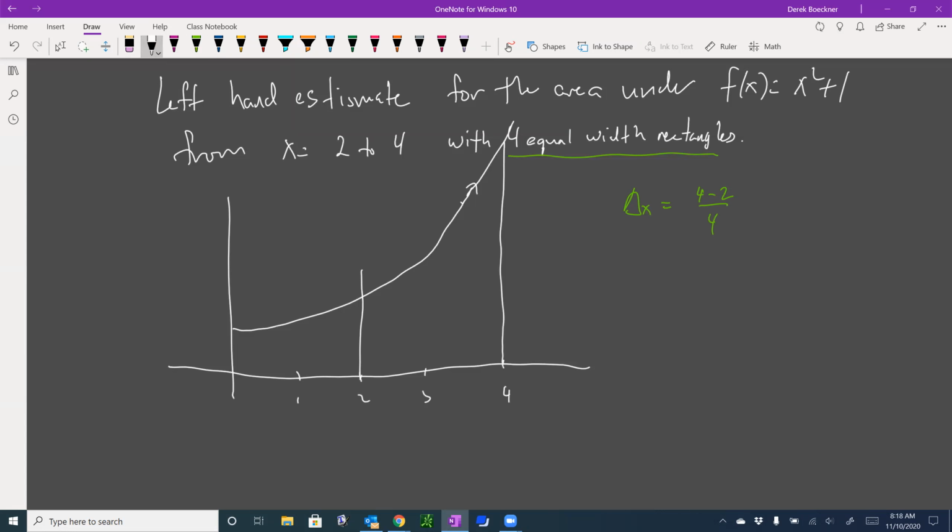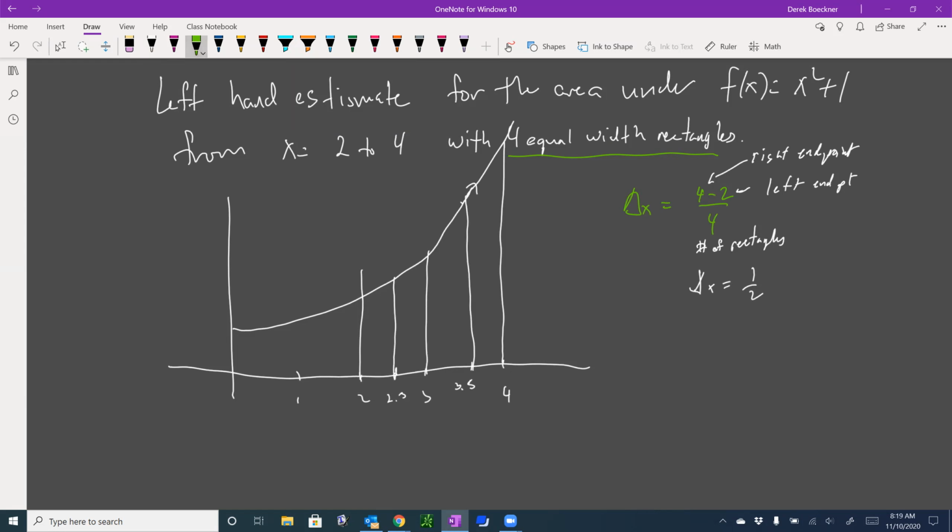So let me label this. This is the right-hand endpoint. This is the left endpoint. And this is the number of rectangles. And so delta x in this case is 1/2. So each of my rectangles should be half a unit wide. So I'll have one at 2.5. I'll have one at 3.5. So I can put my verticals for my rectangles in.